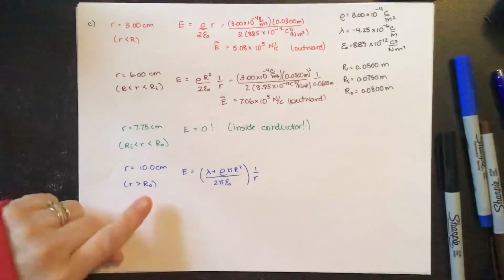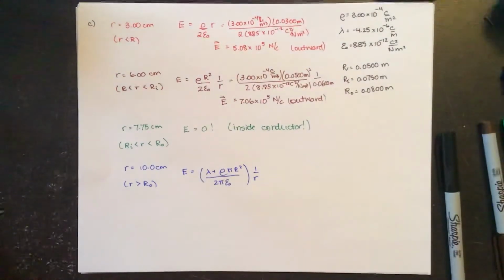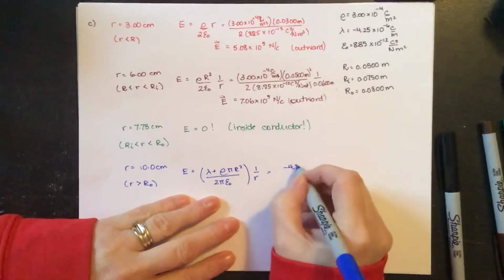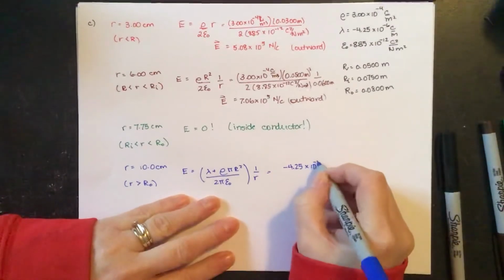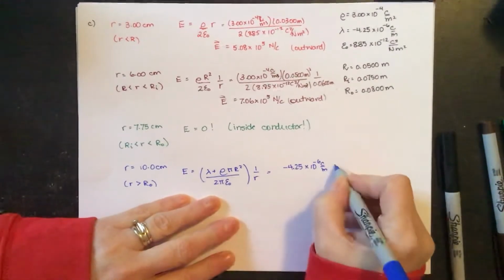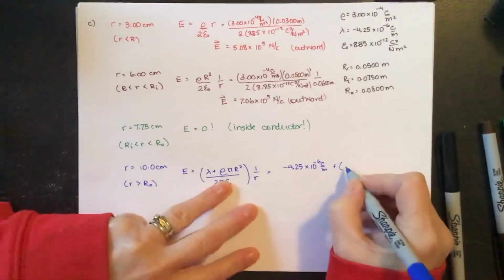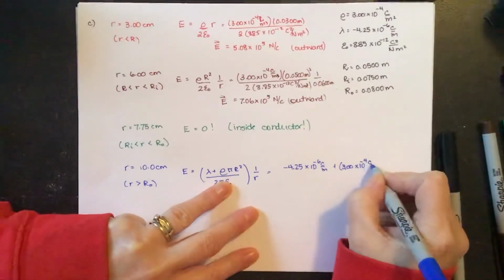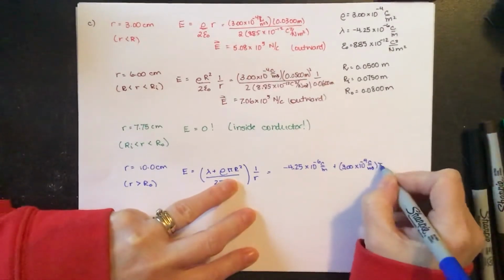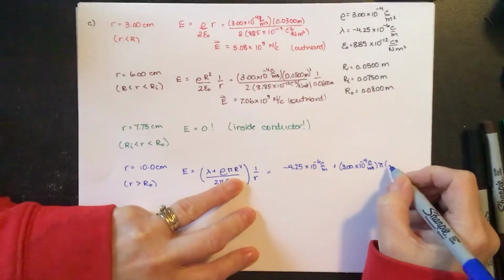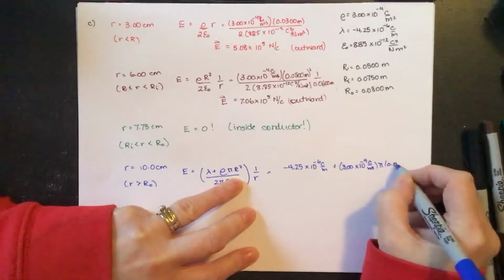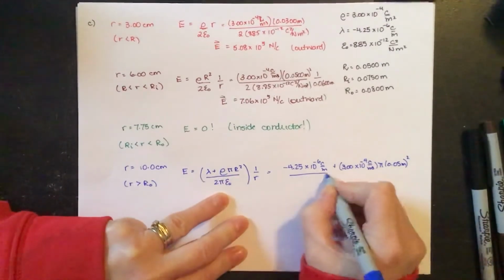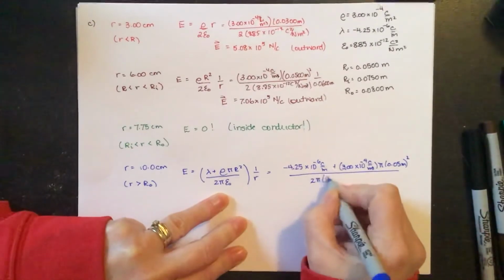And then last, we're outside of everything. So we'll fill in what we had for our expression for electric field. Lambda, our linear charge density on the conducting shell, plus density of the insulating cylinder. I think I'm going to have to write a little bit smaller to fit everything in. Times pi times radius of the insulating cylinder squared. Okay, I'm just going to sacrifice a few sig figs here for space. That's all divided by 2 times pi times epsilon naught.